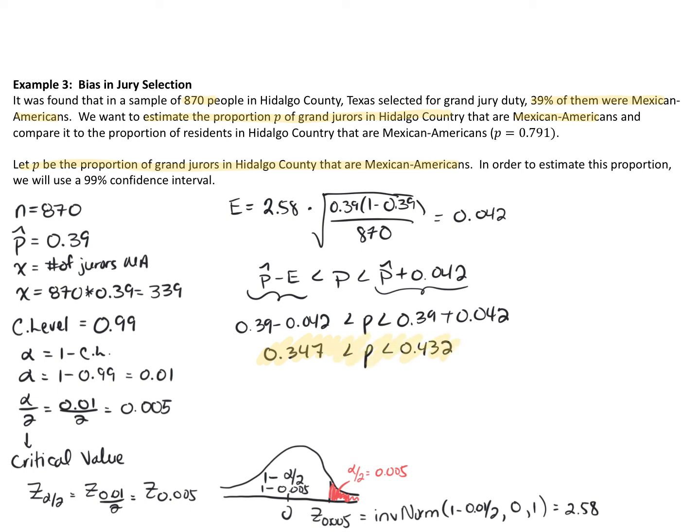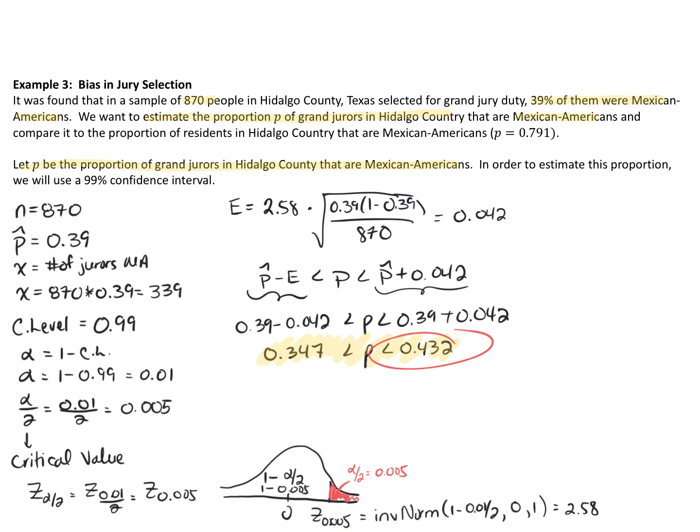The results of the confidence interval tell us that if there is no bias in the selection of grand jurors, then we should expect the proportion of Mexican American grand jurors to be closer to 0.791, or closer to 79%, which is the actual proportion of Mexican American residents in this county. But since our confidence interval estimates the proportion of Mexican American jurors to be no more than 0.432, so no more than about 43%, which is nowhere close to 0.791, or 79%, we can conclude that there is bias in the selection of grand jurors.